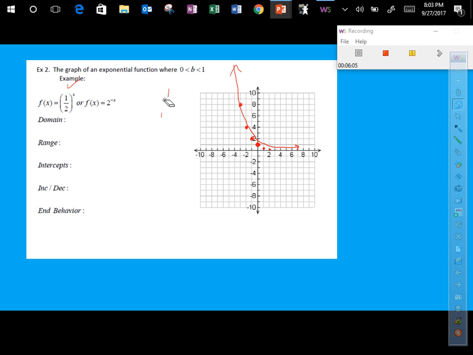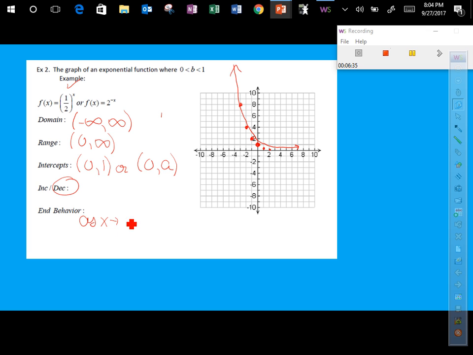Some facts about it again. The domain, negative infinity to infinity. Our range, 0 to infinity. Our intercept in this case is at 0, 1, or 0, a if you're graphing something different. We'll say this thing is strictly decreasing. And then once again, the end behavior will look like this.